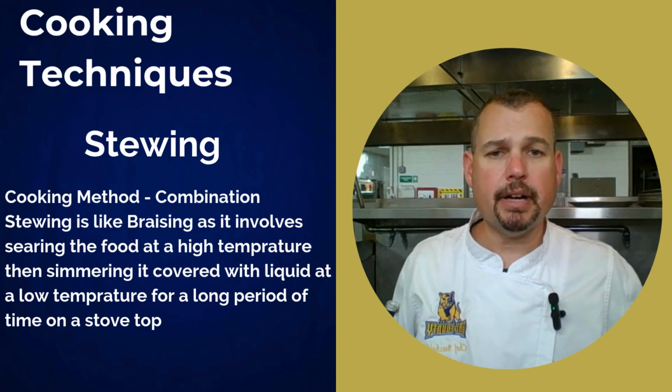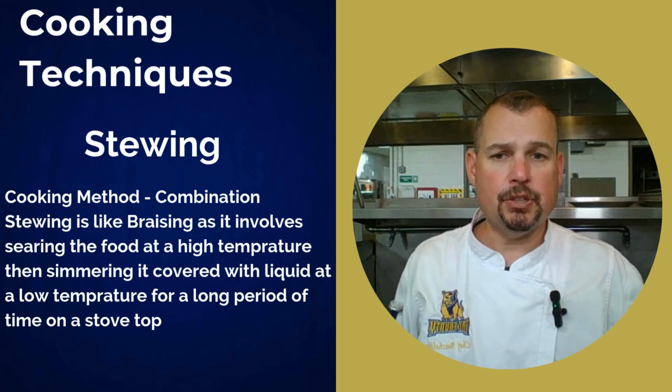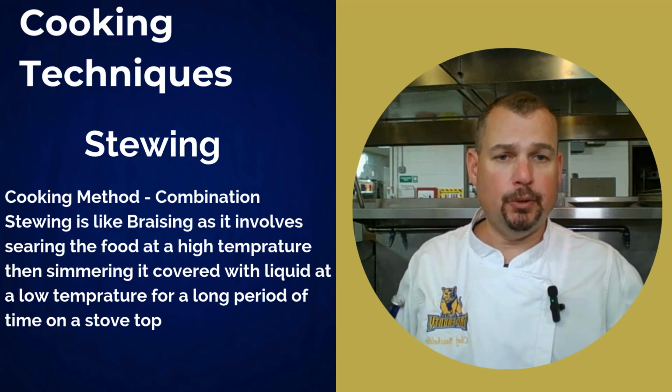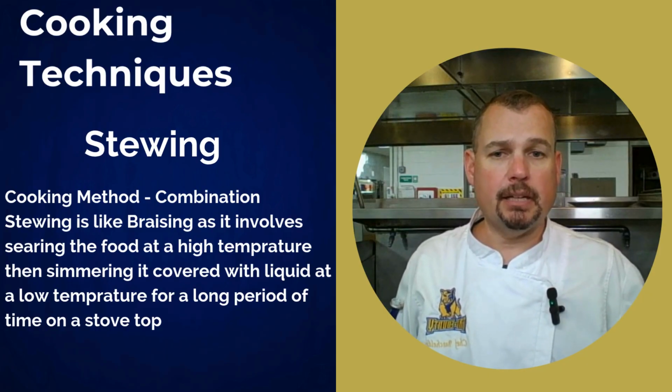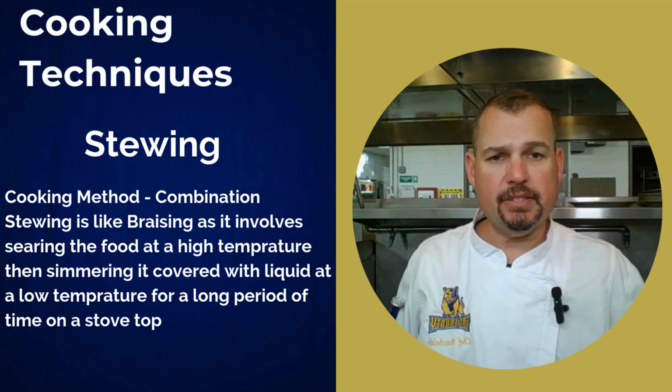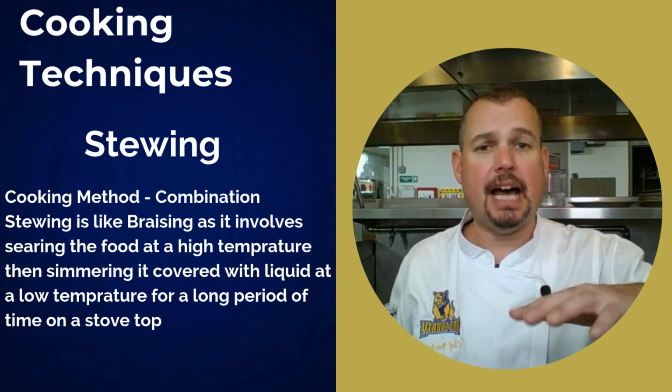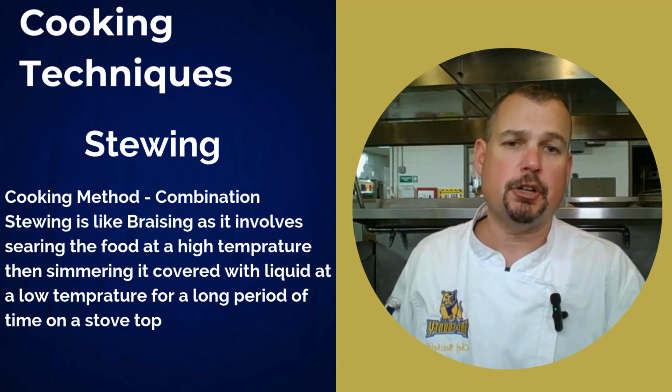Stewing is another combination cooking method. Stewing is like braising, as it involves searing the food at a high temperature and then simmering it covered with liquid at a low temperature for a long period of time. The difference between stewing and braising is stewing is going to take place on top of the stovetop, whereas braising we finish it off in the oven.